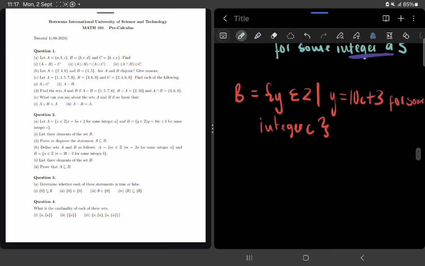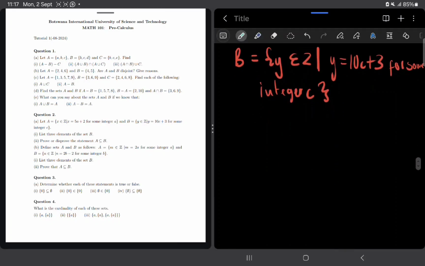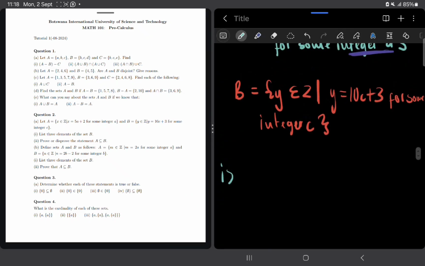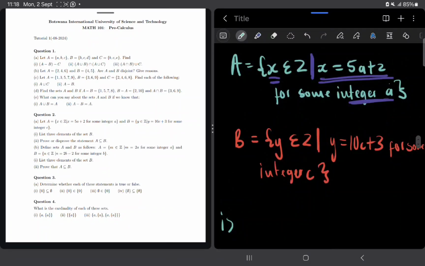No problem. Now, what do they want from us? They said part I: list 3 elements of the set B. Now, I'll ask you a question. What are the elements of the set B called? They are called Y's. So we should get 3 Y's, using different values. If we can get 3 Y's, we would have found 3 elements of B.